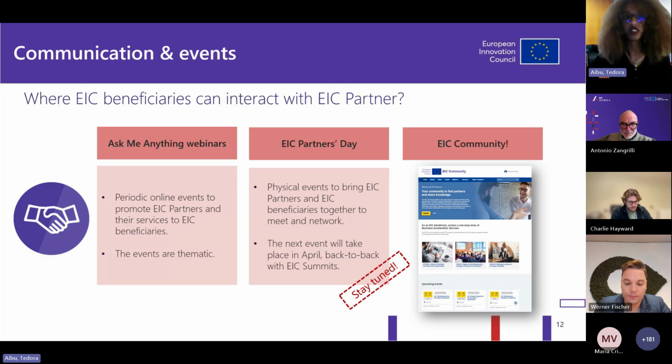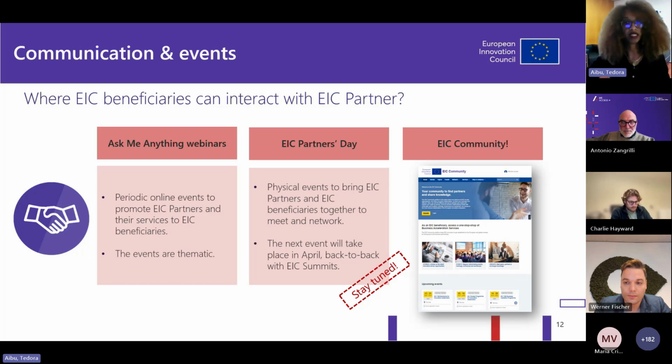In terms of events, we have what we call the Ask Me Anything webinars. They take place every 2 to 4 months. And these are periodic online events, they are thematic. So let's say partners that are specialized in providing acceleration services would pitch their services to EIC beneficiaries. This is to create more awareness of what is on the catalog and allow the beneficiaries to also book one-to-one meetings with the partners immediately during the event, before the event even, or afterwards as well.